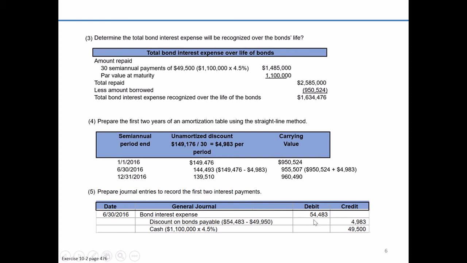We can calculate this two different ways. We could say $54,483 true cost minus the amount paid of $49,500 equals $4,983. Also, we can take the total amount of unamortized discount divided by 30 periods. We've already worked through those calculations, so I won't do it again. Important point here, though, is we're crediting discount on bonds payable. Remember how it's a contra liability account. It's increased with a debit and decreased with a credit, so we're reducing it each period. So we're going to credit discount on bonds payable for $4,983 in order to round out our journal entry.